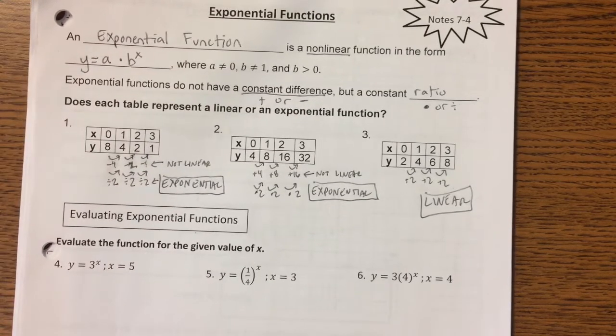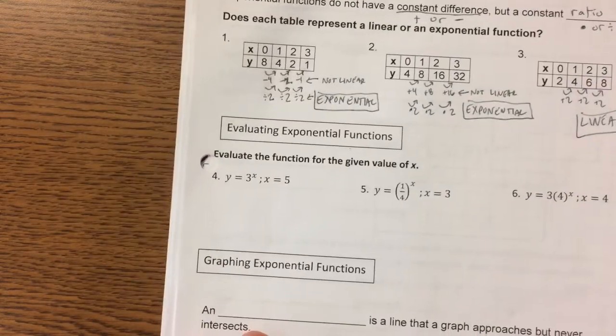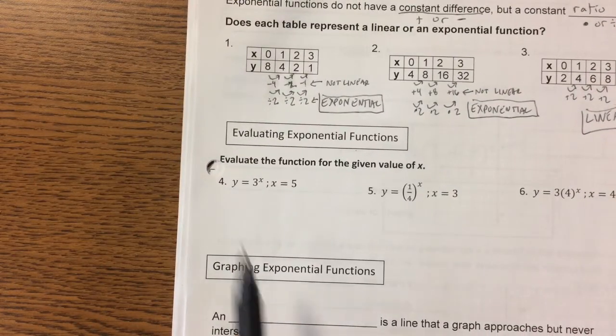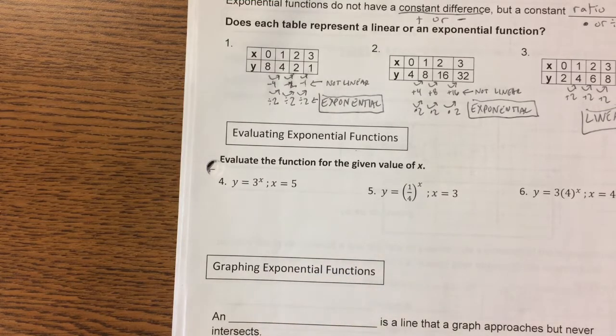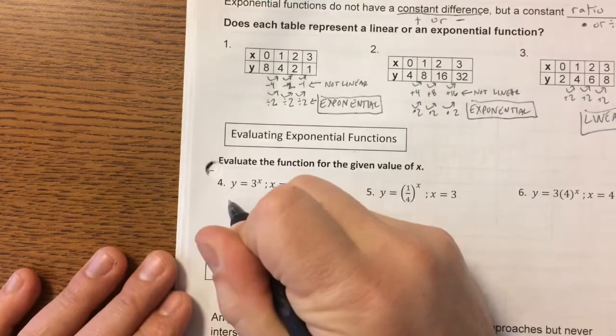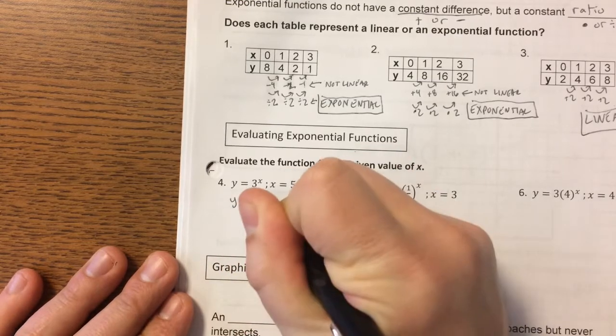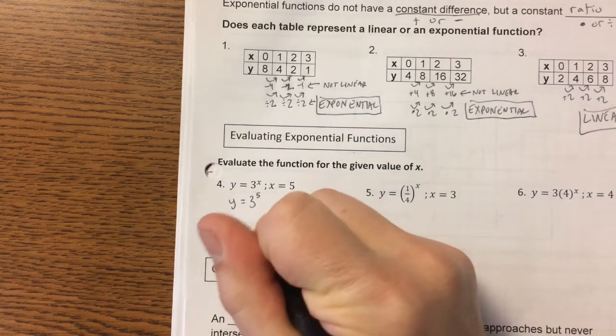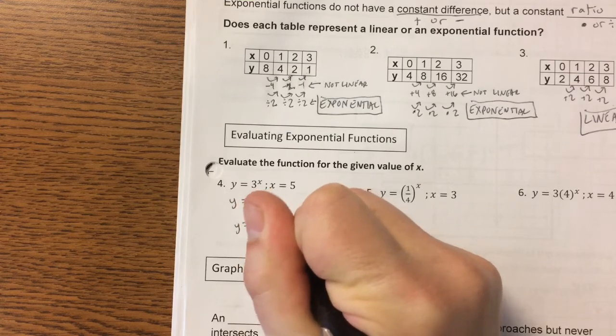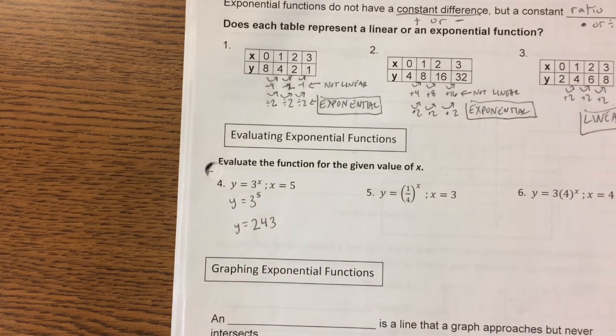So if we look at 4 through 6, all we're doing is practicing evaluating these functions. I'm given a function like y equals 3 to the x, and I want to know what is the y value when x is 5. This is going to be purely a calculator problem. You're just going to type this in and see what you get. When x is 5, what is y? What's 3 to the 5th power? 243. That's like 3 times 3 times 3 times 3 times 3.